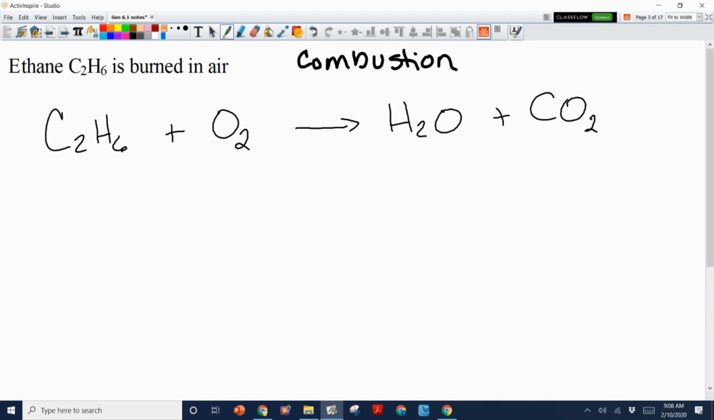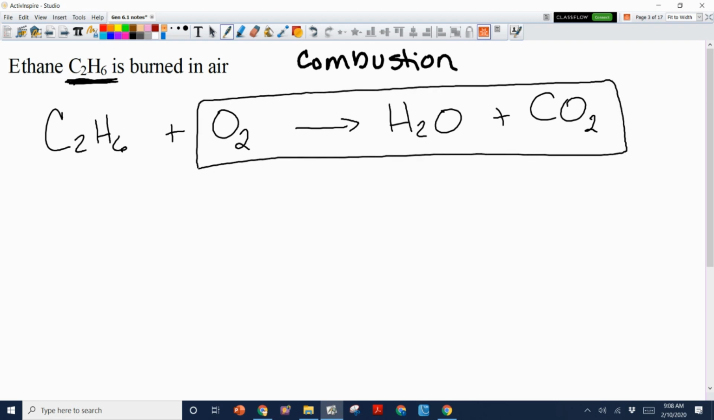So this is a combustion reaction. Combustion means to burn. It gives us the compound that's being burned. This part is the same for every single combustion reaction: it always combines with oxygen, and it always yields water, H2O, and carbon dioxide, CO2.